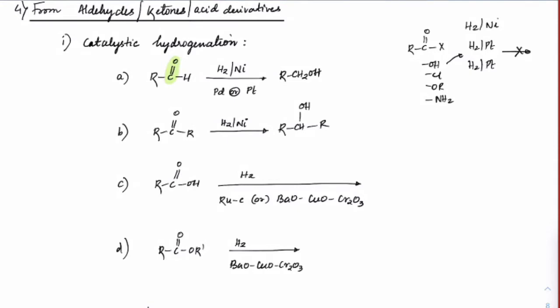The reason is the double bond is quite stabilized by resonance with the group which is present here, OH or Cl or OR. So you do not see that reaction happening. For that we usually use different reagents: ruthenium mixed with carbon or barium oxide, cupric oxide mixed with Cr2O3. They increase the reactivity of the carbon and hence the reduction will take place. So if it gets reduced, the product you will have is RCH2OH.